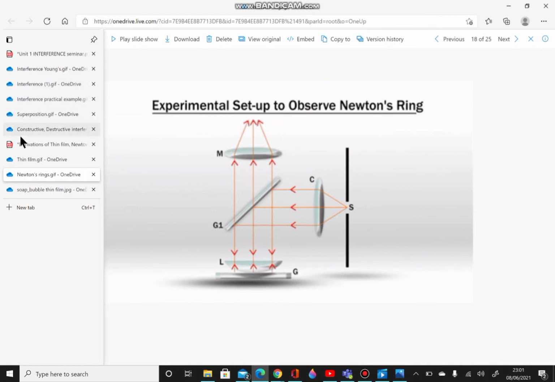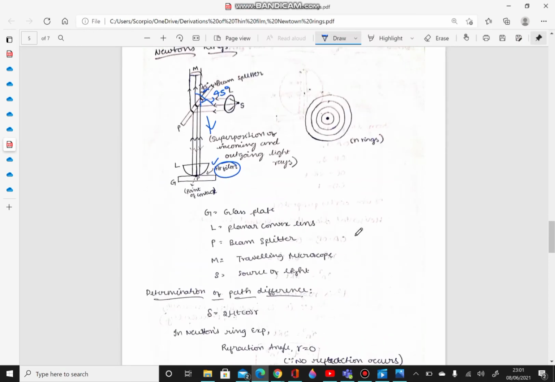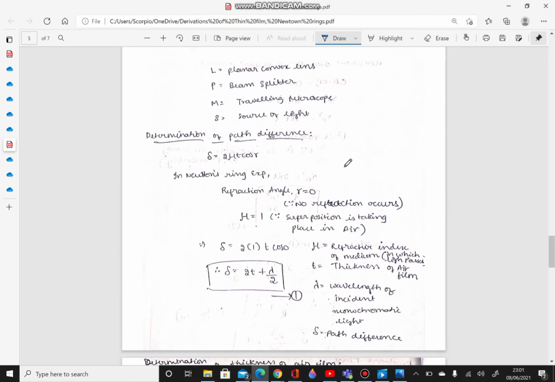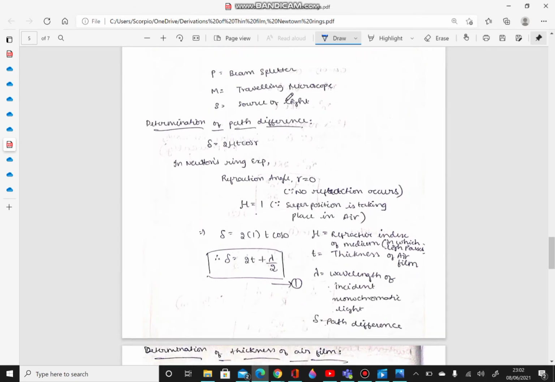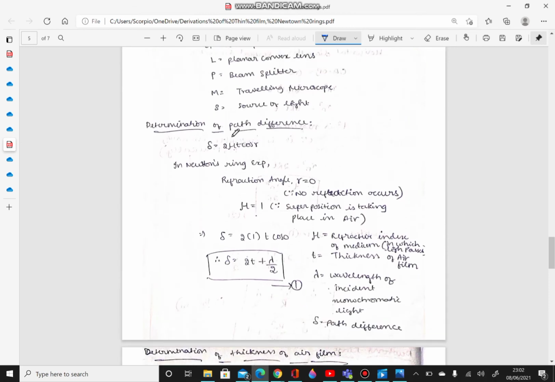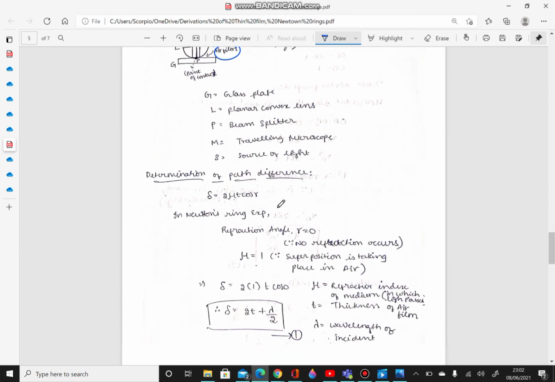So let's discuss the theoretical part of this Newton's experiment. In this too, we need to find an equation for path difference. Clearly from the thin film experiment before, we know the path difference for a thin film; here our thin film is nothing but the air film between this planar convex lens and this glass plate. So for this film, path difference is 2 mu t cos r.